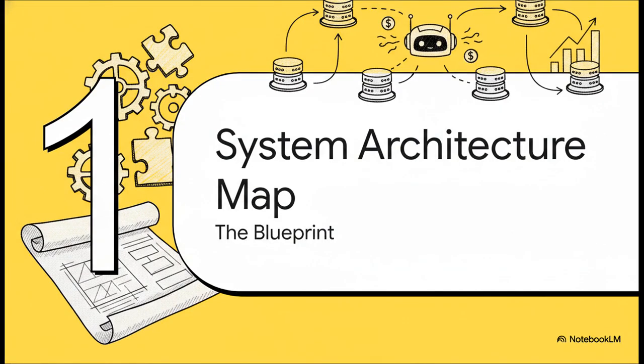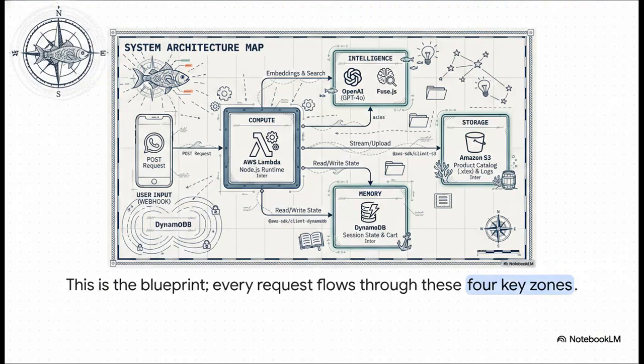To really get how all these pieces fit together, we've got to start with the blueprint. This is the high-level map of the entire system. Now, what's really cool about this is how it breaks the whole system down into 4 clear zones. Right in the middle, you've got compute. That's our AWS Lambda function where all the logic lives.